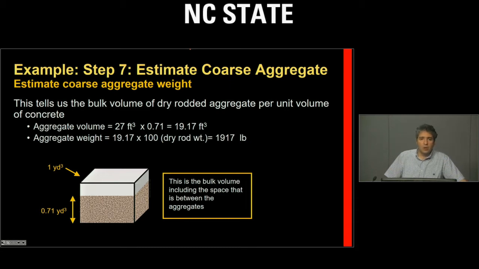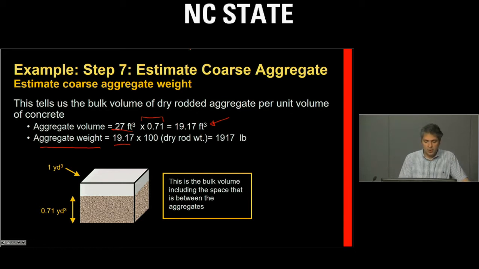1 cubic yard of concrete is 27 cubic foot. We multiply that by our factor that we got out of the table, the bulk volume, 0.71, and that gives us 19.17 cubic foot. This is basically the volume of the coarse aggregate that we want to put. Now we want to calculate the weight, because we do not want to measure the volume of the aggregate. We always want to measure the weight of the aggregate. That's a lot easier to do.